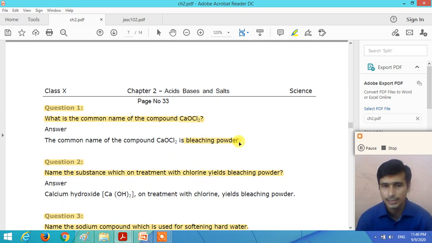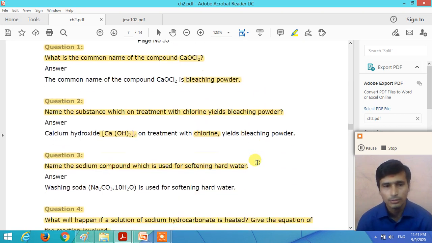So when calcium hydroxide Ca(OH)2 reacts with chlorine, it gives bleaching powder, right? So in the reaction, you know that when Ca(OH)2 calcium hydroxide reacts with chlorine it gives bleaching powder CaOCl2, right? Now question number 3, name the sodium compound which is used for the softening of hard water, right? So which compound is used for the softening of hard water?